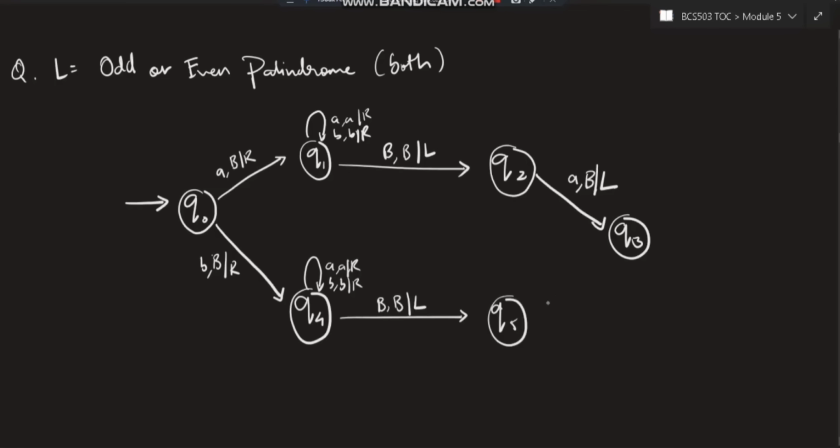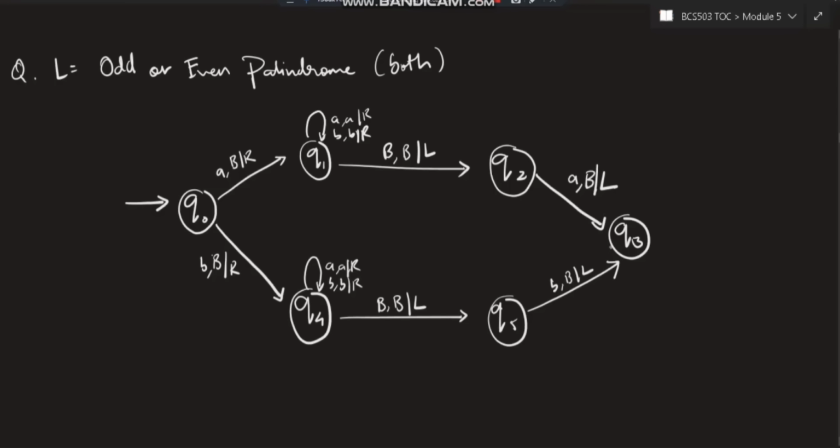In Q5, if I encounter a B again, that means before the blank space there is a B. That means I have to make it a blank space and move to the left. Now this much part is in this part. If you don't understand how I did this, in the previous two questions I've explained it using an example as well.